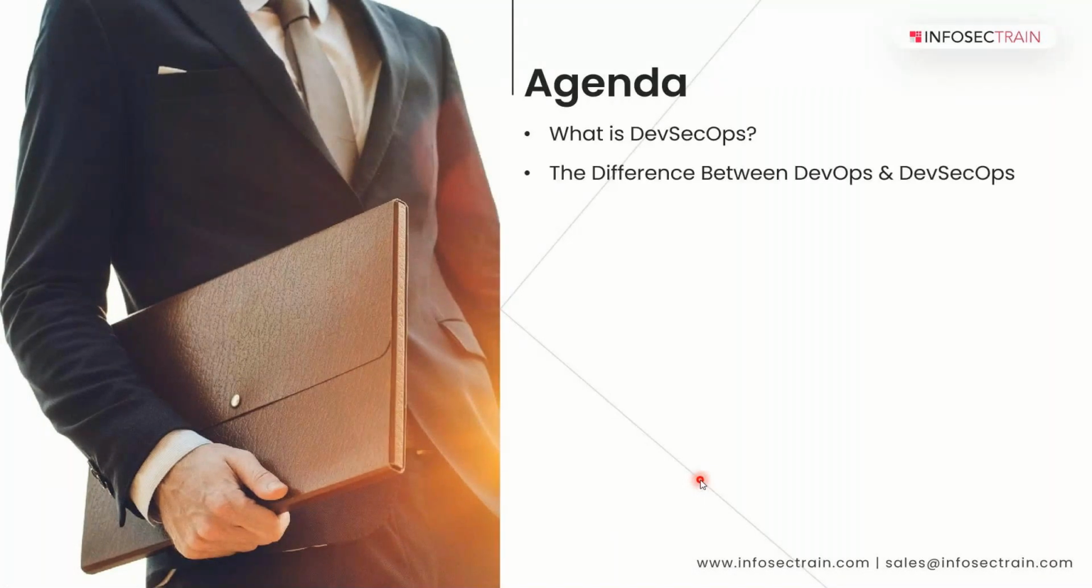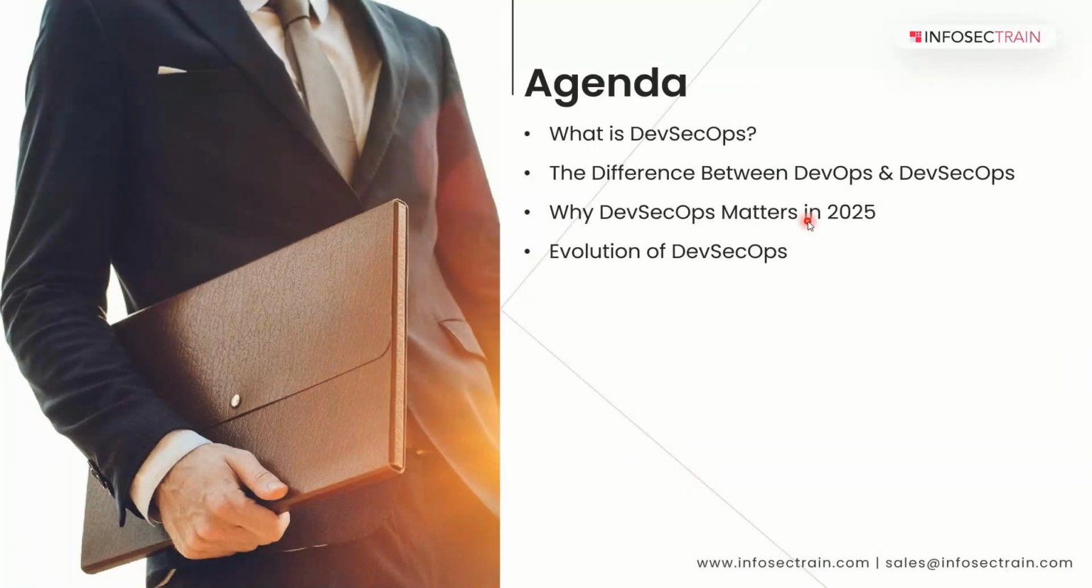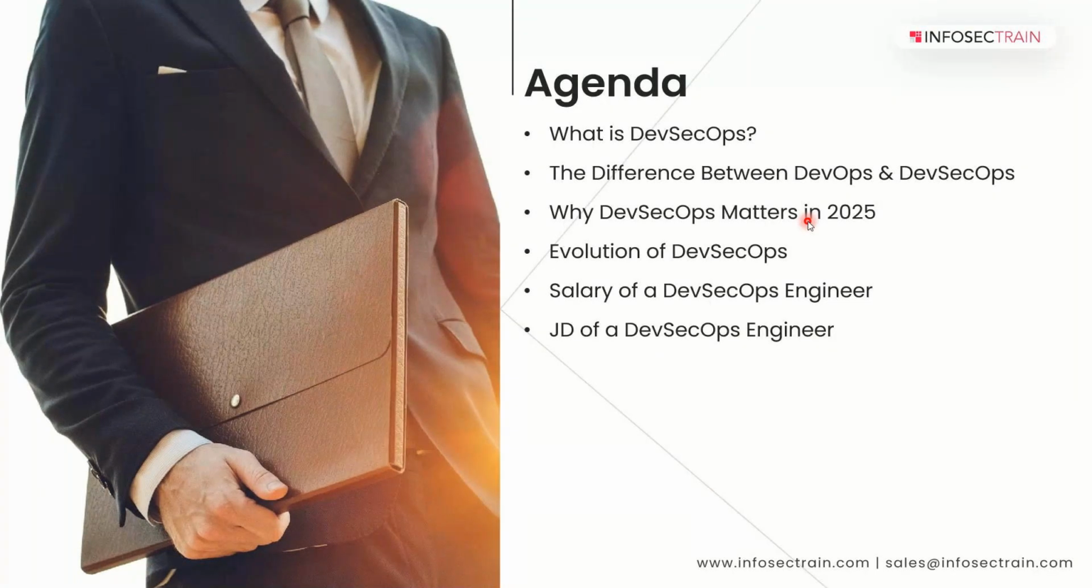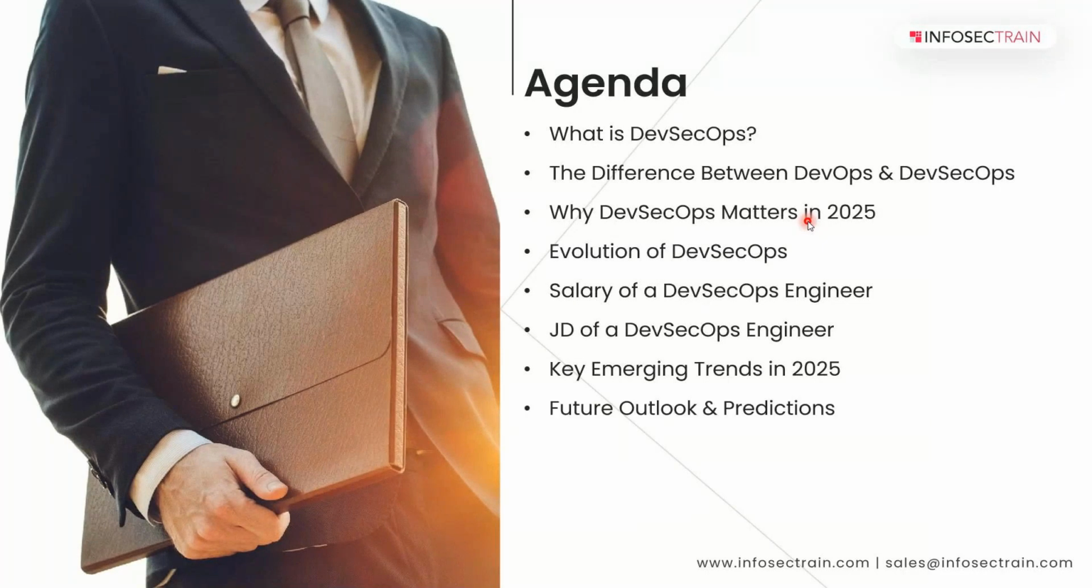We're going to discuss what is DevSecOps and the difference between DevOps and DevSecOps, why DevSecOps matters in 2025, evolution of DevSecOps, salary of a DevSecOps engineer in 2025, a sample job description of a DevSecOps engineer, key emerging trends, future outlook and predictions, DevSecOps toolchain, and Q&A and takeaways. So these are all the agenda for this day.